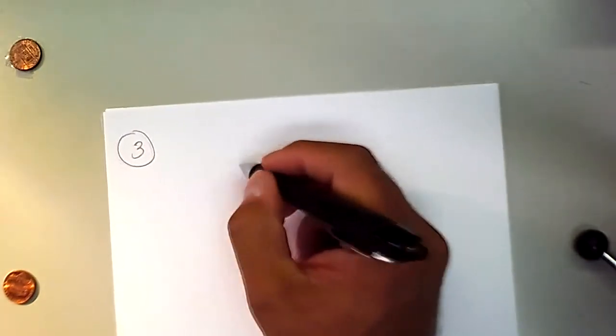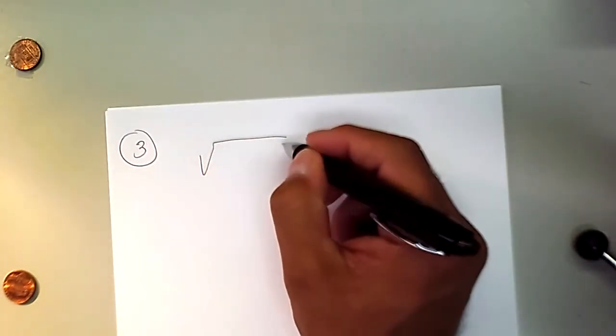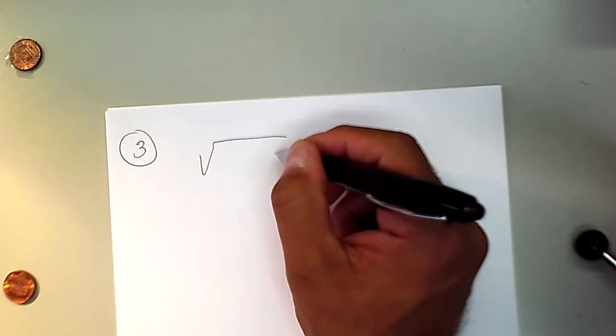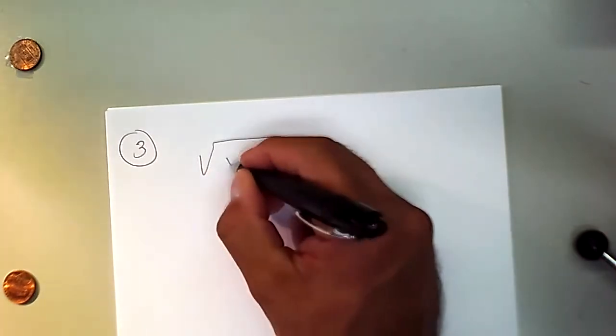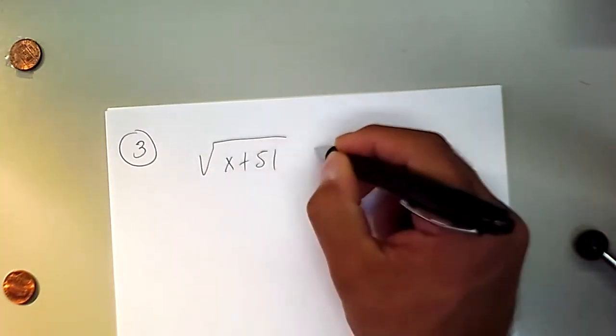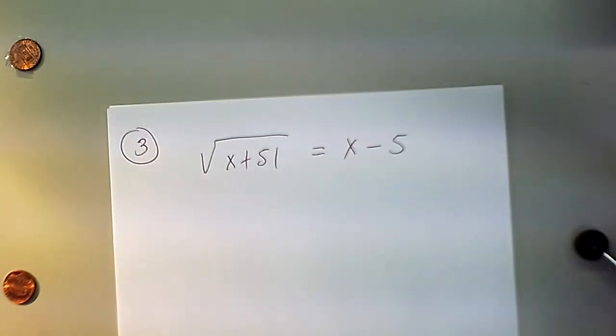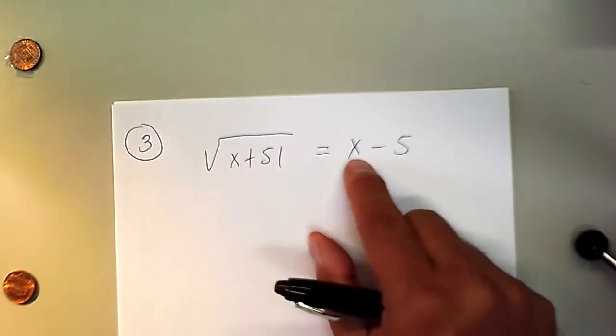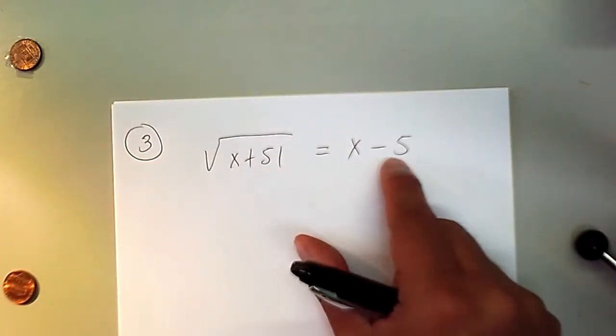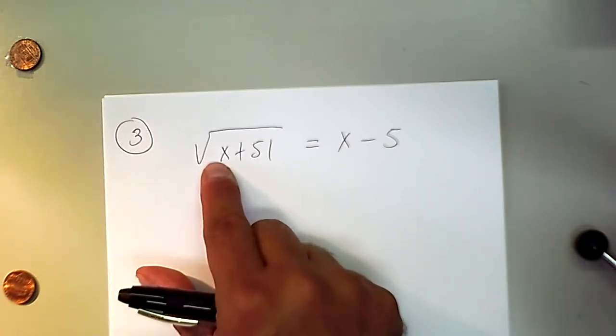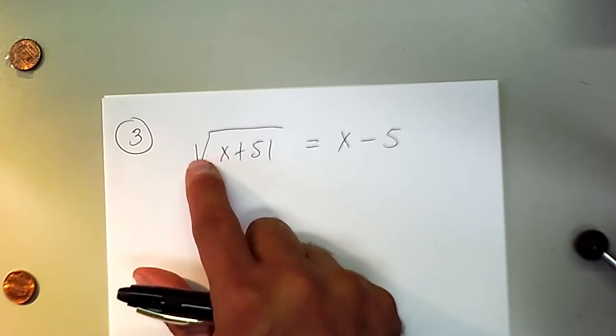Say you have the square root of x plus 51 equals x minus 5. All right. This almost guarantees that we're going to have a strenuous solution. So, yeah, let's just do this.